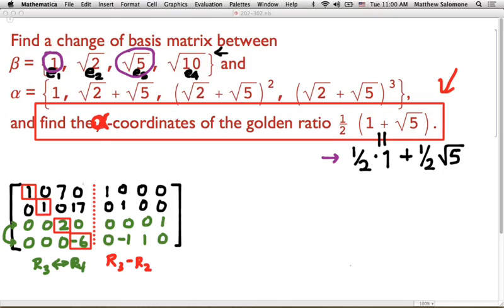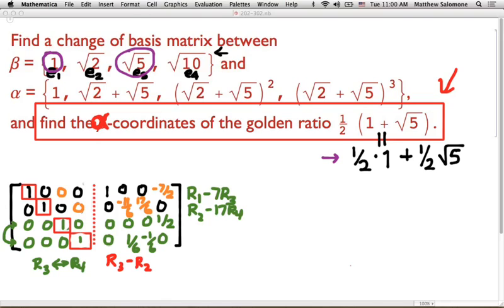And now it's just a matter of clearing out everything above and below those pivots, and we will have our inverse. So let's divide the third row by 2 and the fourth row by -6. So now all our pivots are equal to 1. And now to finish, we just have to subtract 7 times the third row from the first row. So row 1 minus 7 row 3. As well as subtract 17 times the fourth row from the second row. And we're done. The matrix on the left is now the identity matrix.